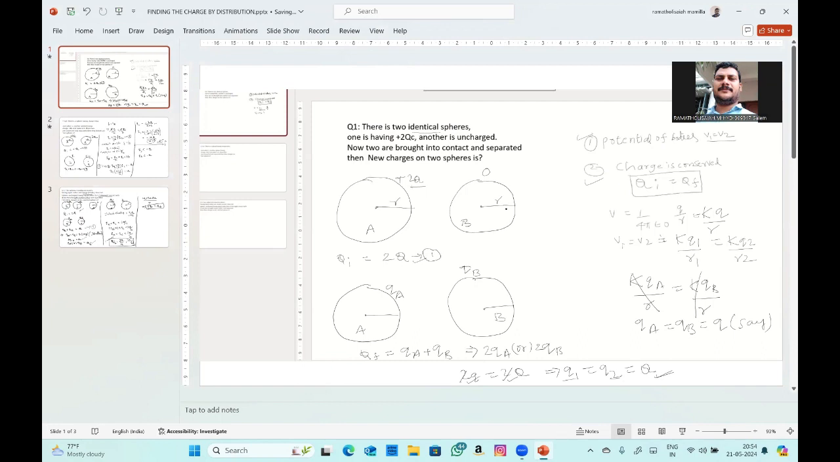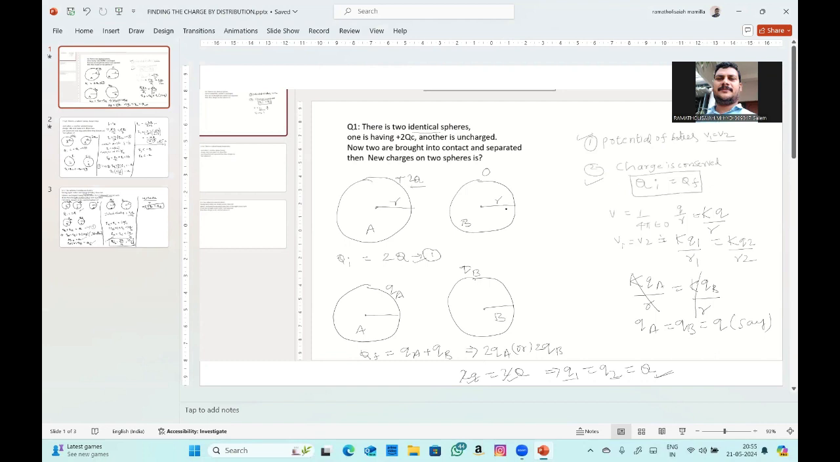The potential formula is V equal to KQ by R, where K is 1 by 4 pi epsilon naught. Remember this to solve these problems. Potentials are equal means, if Q1 is the charge on body A and Q2 is the charge on body B, then KQ1 by R1 equals KQ2 by R2. In the question they mentioned identical spheres, so KQA by R and KQB by R are equal. K by R gets cancelled. QA is equal to QB, say Q.